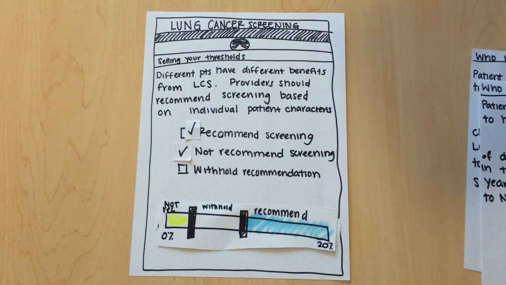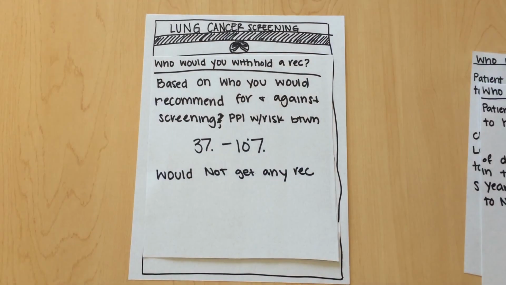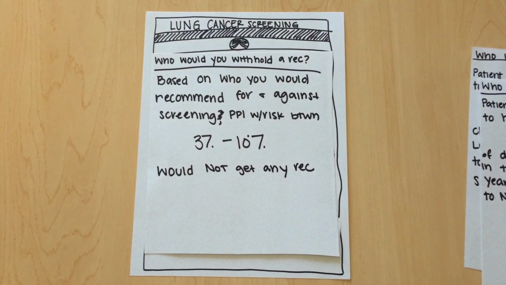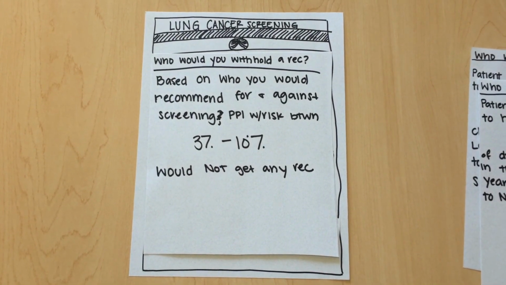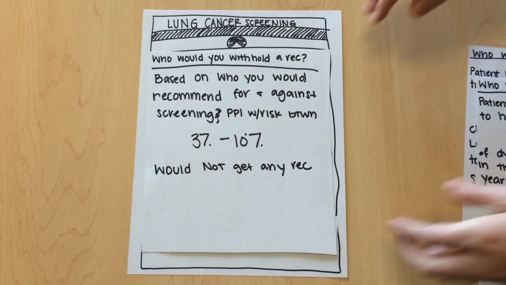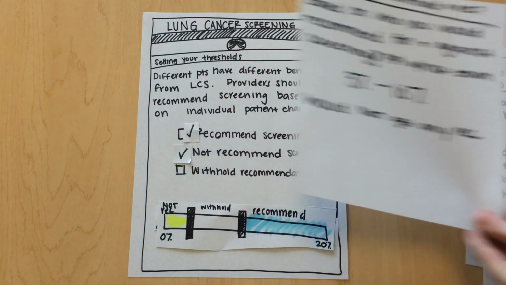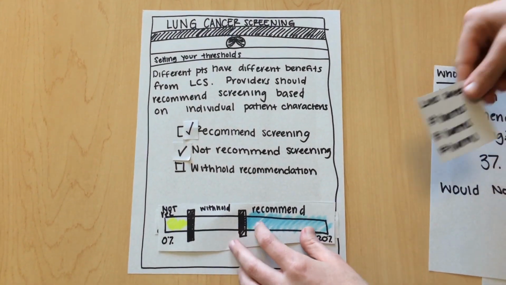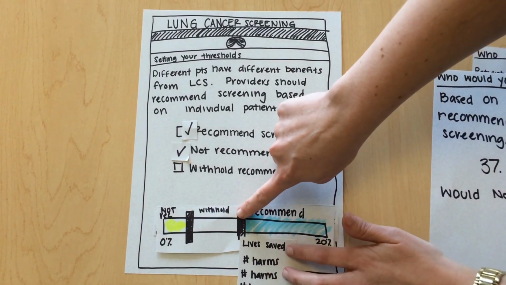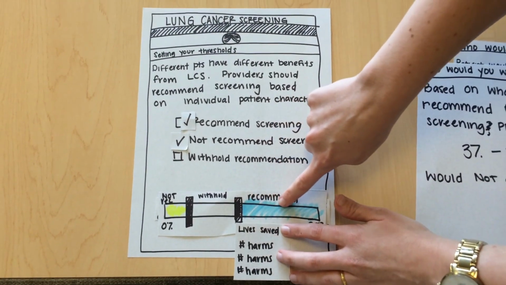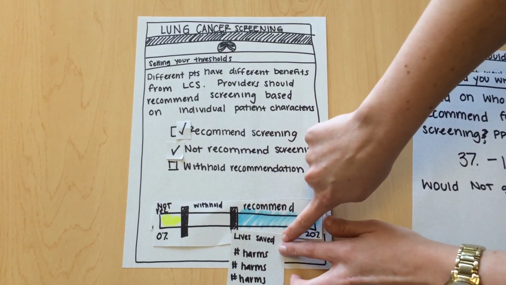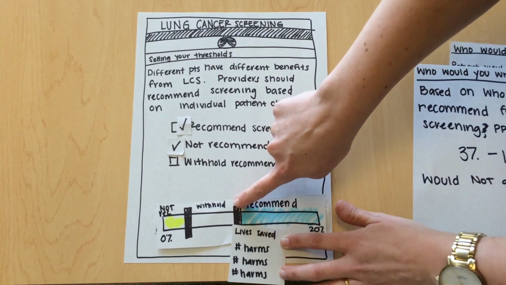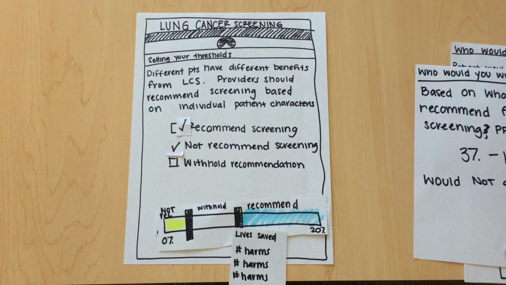Our next thing would just be who would you withhold a recommendation. We've already set this, but this would just be making it explicit that, based on who you would recommend for and against screening, people between 3 and 10% would not get a recommendation. At this point, or any point I guess, you'd be able to move these bars, and there would be a little pop-up here that would let you adjust. So it would tell you the lives saved or the percent chance of death, and then it would fill in all the harms based on where you move this bar.